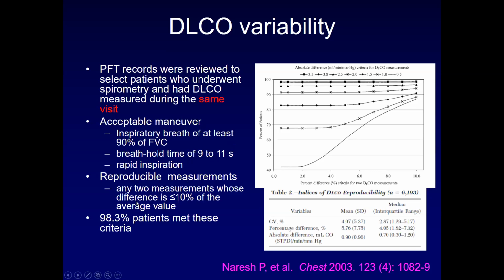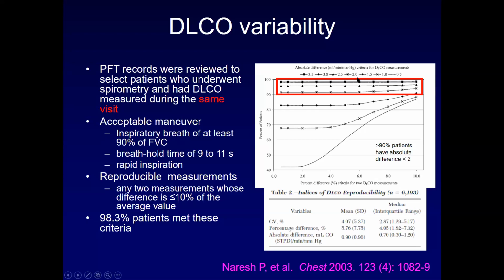The reproducible measurements were defined as two measurements that were within 10% of the average value, and 98% of the patients met these criteria. What I'll point out to you is over here, you can see the absolute difference for diffusion capacity maneuvers across the same patient on the same day.